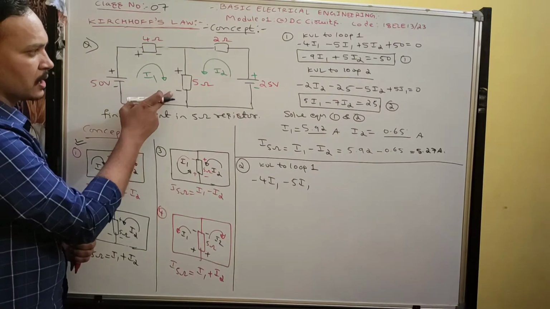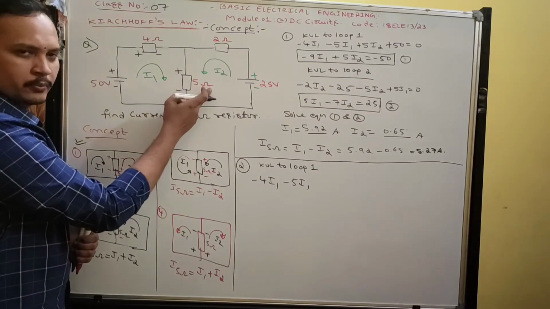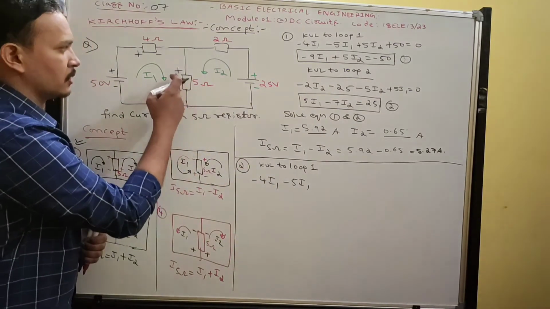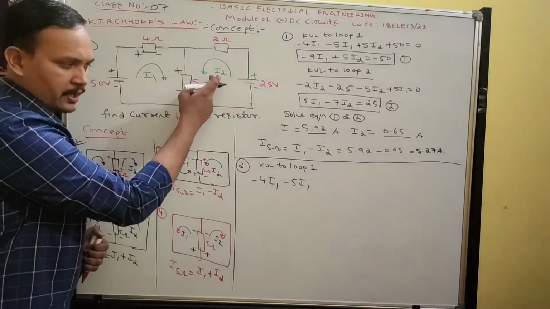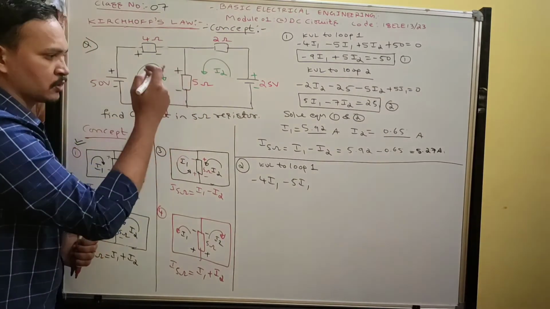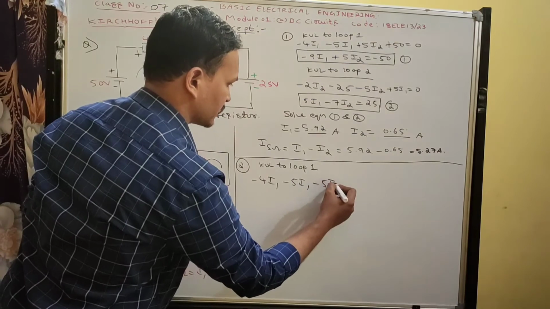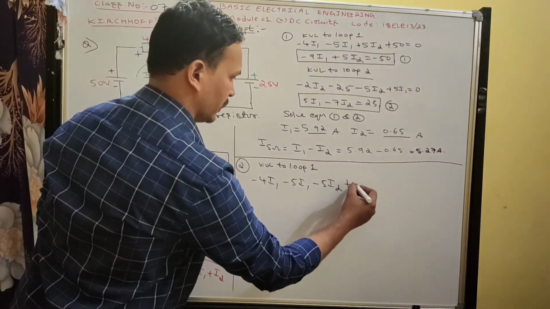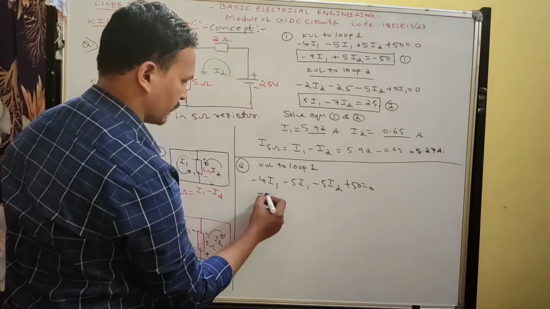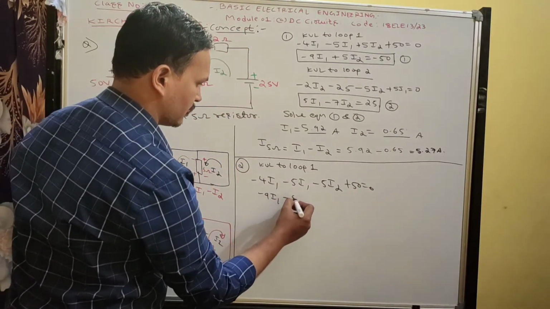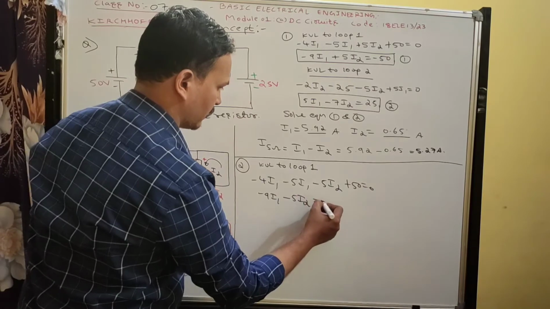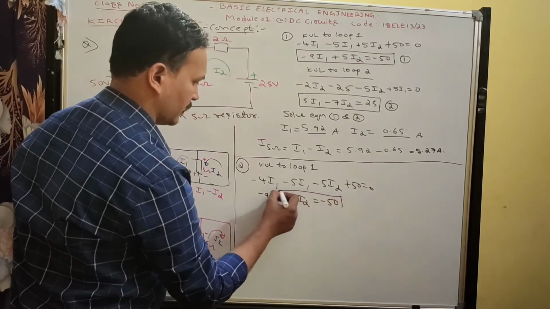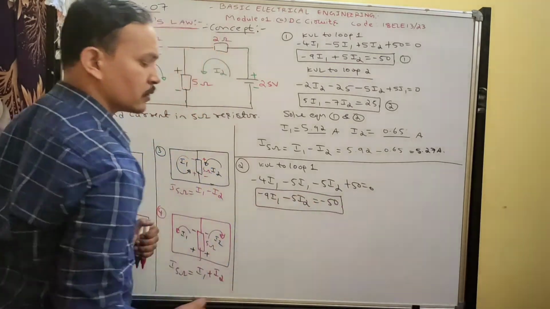Now for this polarity, for the 5 ohm, I1 and I2 both will flow. I1 we already wrote. Now for this polarity, check for the I2 current. What I2 current flows? Plus to minus drop, so minus 5 I2. Then minus to plus rise, plus 50 equals 0. Now simplify this. Minus 9 I1 minus 5 I2 equals minus 50. This will be equation 1.